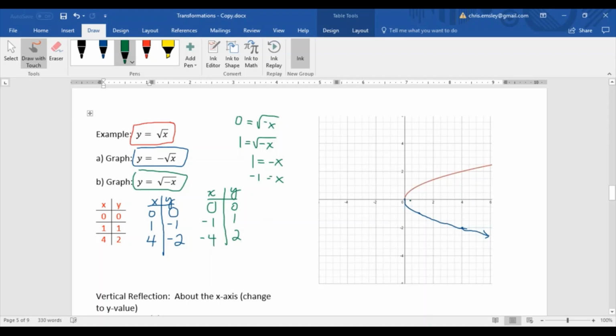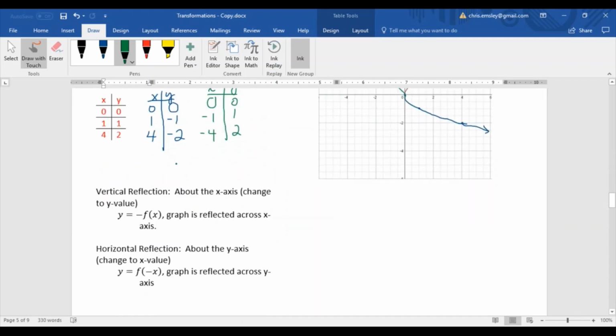So when I plot those points, 0, 0, negative 1, 1, and negative 4, 2, and plot those with a nice smooth curve, you can see again, we get the same shape as the parent function, except this time instead of reflecting it up and down, a vertical reflection, it reflected side to side. That's a horizontal reflection, or a reflection over the y-axis. And here's our little summary. Anytime you have a negative sign outside of your function, it's going to be a vertical reflection. Anytime you have a negative sign inside your function, it's going to be a horizontal reflection.